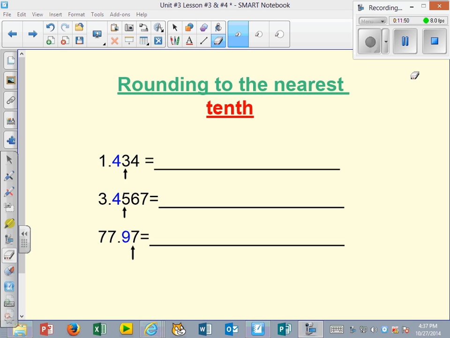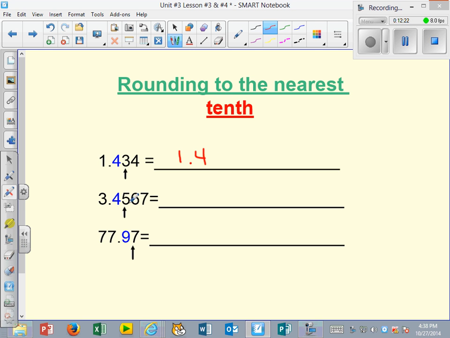If you would, in your yellow notebook, write the words rounding to the nearest tenth. And I just want to run through this real quick. When you're rounding to the nearest tenth, let's copy these 3 examples down. 1.434, 1 and 434 thousandths. You'll be looking at the 4, looking at the 3. Is the 3 greater than or equal to 5? Then you round up. If it's less than 5, you round down. In this case, 3 is less than 5. So if you would write 1.434 equals 1.4.